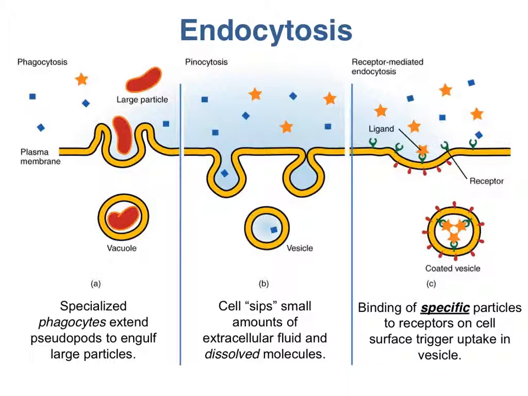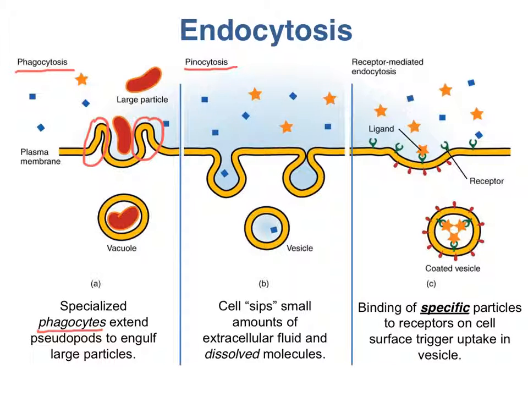With endocytosis, there are actually 3 forms of endocytosis. The first form is phagocytosis, and phagocytosis is only done by specialized cells. Cells of your immune system are really great phagocytes. Phagocytes is the term for cells that actually do phagocytosis. And these cells, they extend pseudopods, and that's what these little guys are, just extensions of the cell that wrap around large particles and bring them inside the cell.